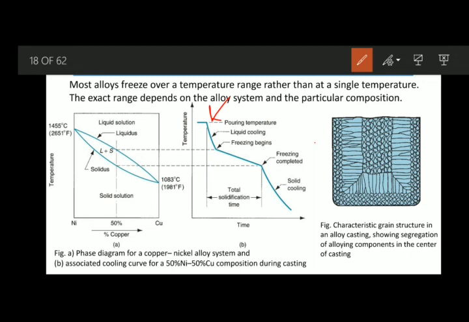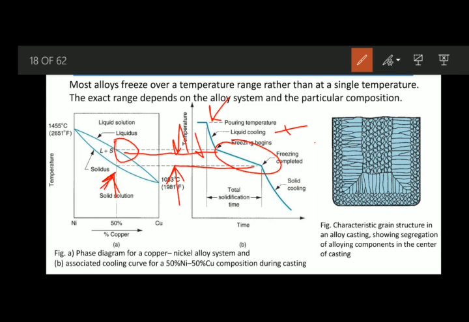After that, we will have the liquid cooling region, just like this. Once it reaches the liquidus, the freezing will start here, and when the temperature reaches the solidus temperature, the freezing will be complete. That means over this temperature range, the solidification has taken place.